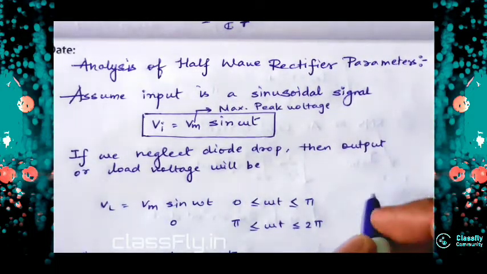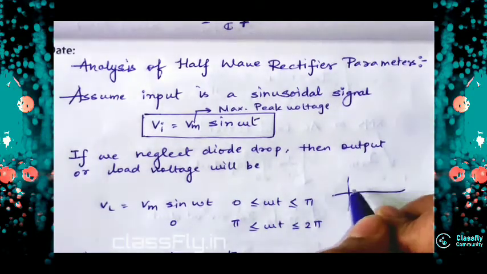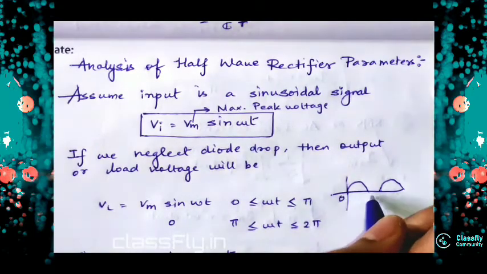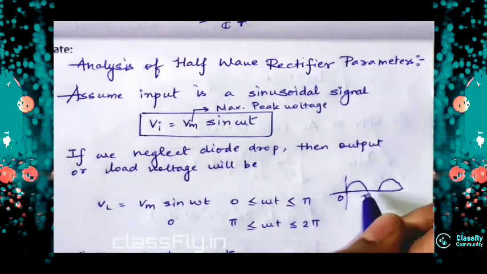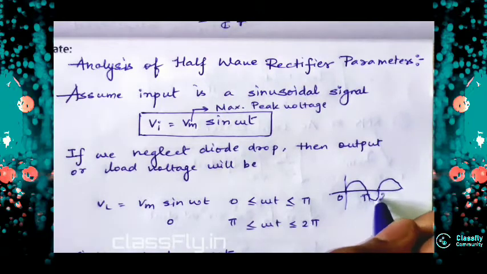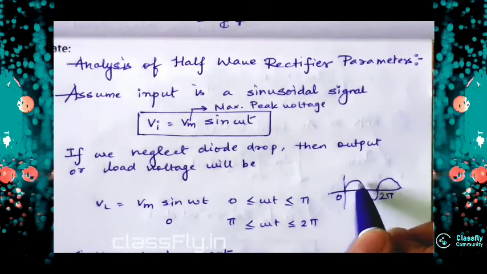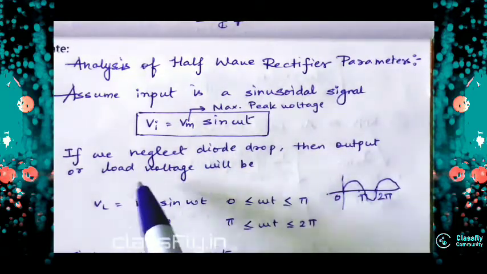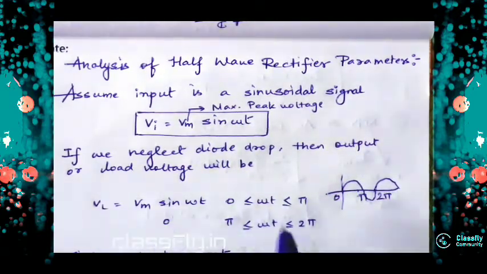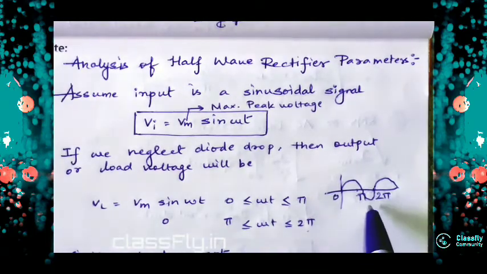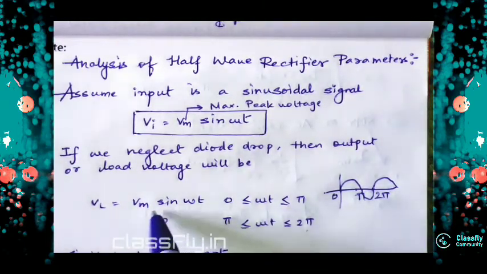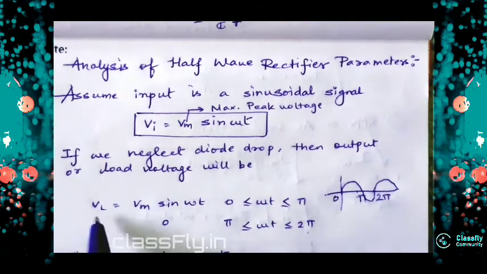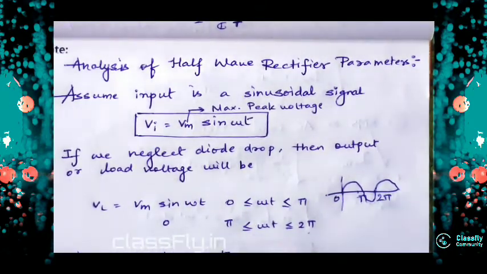This is our output, right? So this is 0 to pi, and from here it is pi to 2 pi. In the positive half cycle we will get the same input in the load voltage, but from pi to 2 pi, as it is the negative half cycle, there will be no current flow, so we will get load voltage as 0.